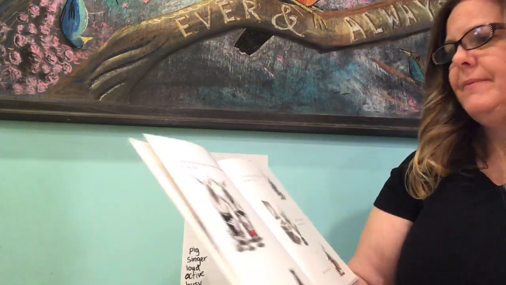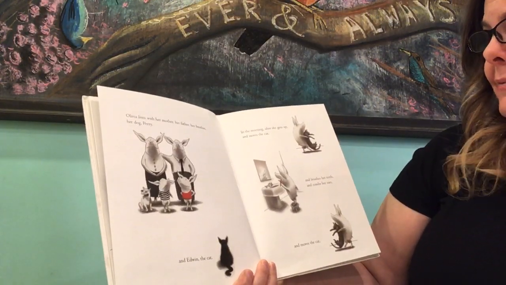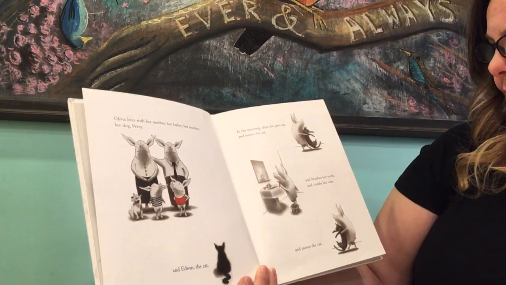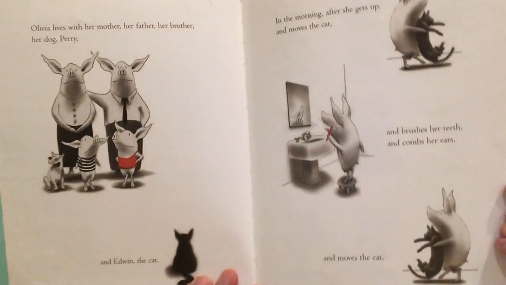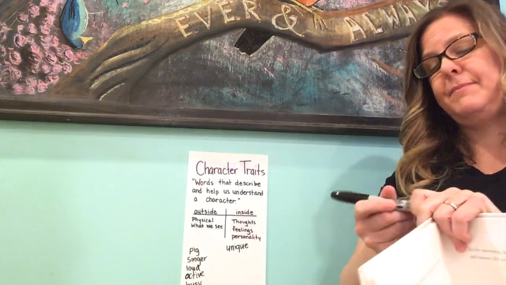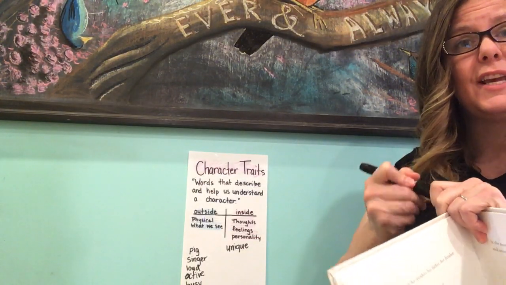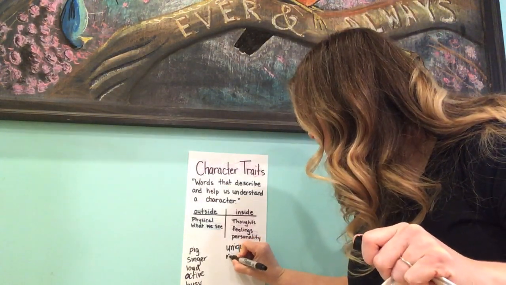Olivia lives with her mother, her father, her brother, and her dog Perry, and Edwin the cat. In the morning after she gets up, she moves the cat, and she brushes her teeth and combs her ears, and moves the cat. So she moves the cat again. So even though she can be noisy and loud and lots of busyness, she's also responsible. She's taking care of the cat, and she's brushing her teeth.